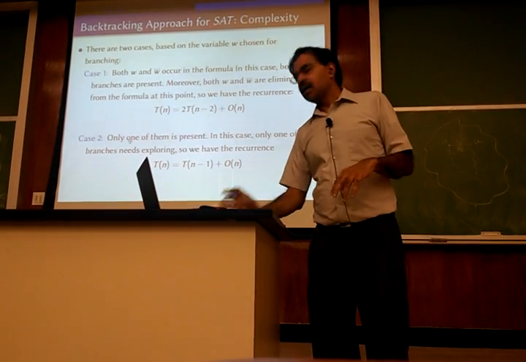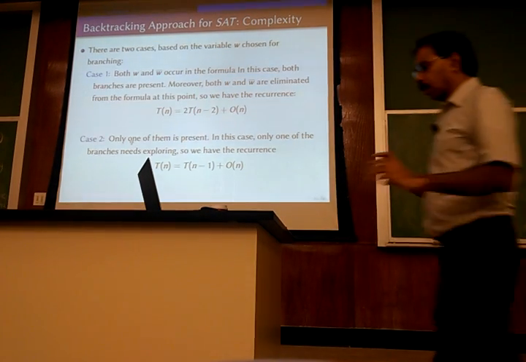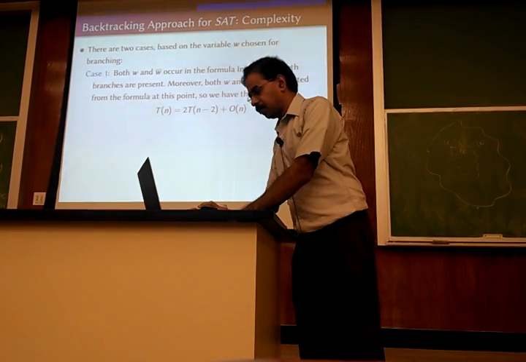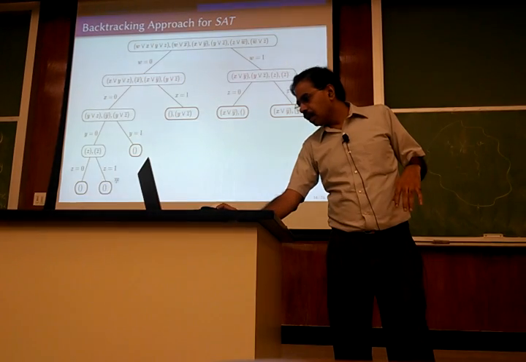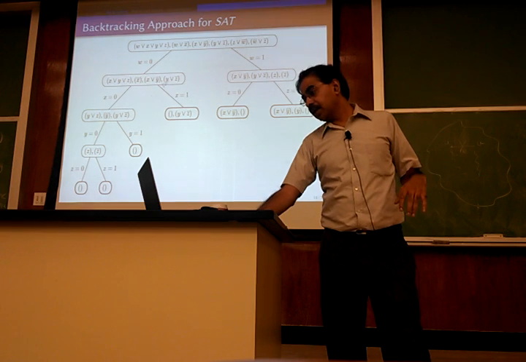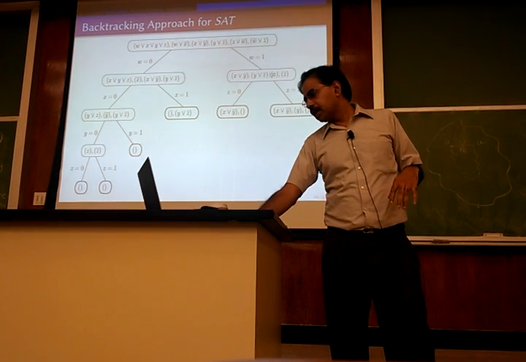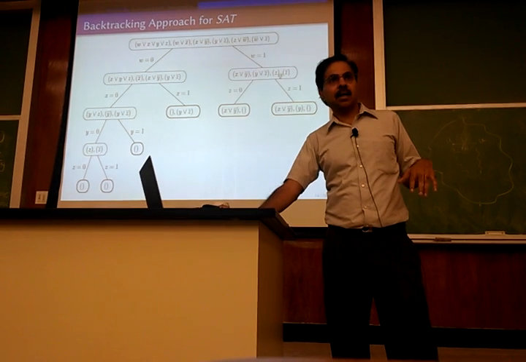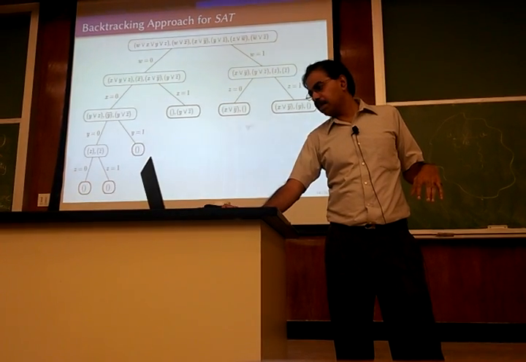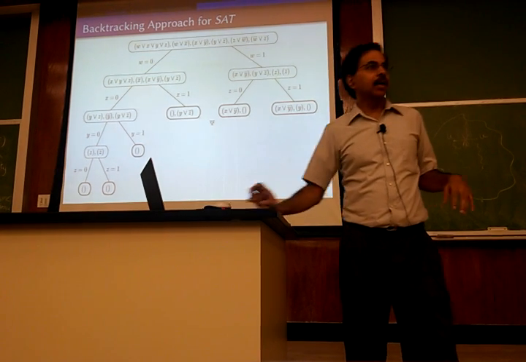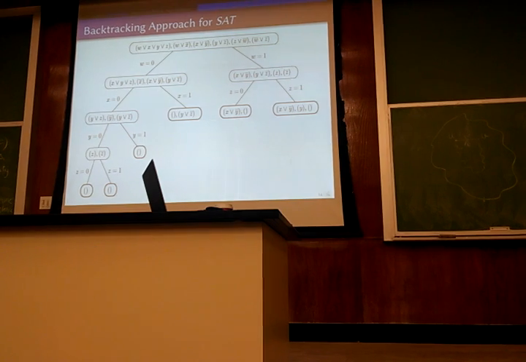So as a result, if you have only W or W bar occurring, you just have to explore the one side of the tree. There is no example of that here, but let's say that out here there's only Z and not Z bar. Then you will only explore the path Z equal to 1, and this branch will not be there. Because in this case you don't have two subproblems, you have only one subproblem.